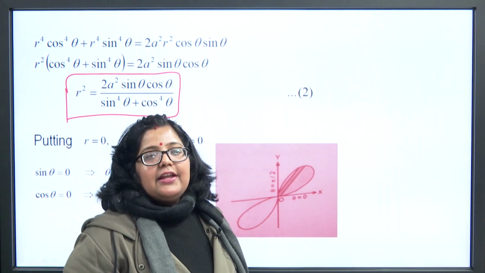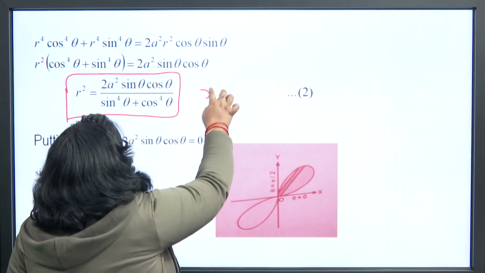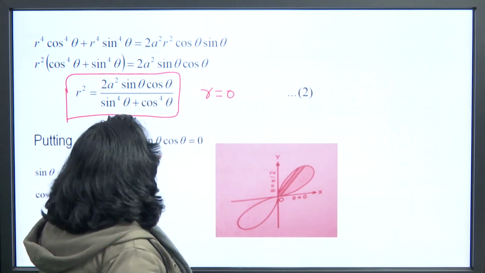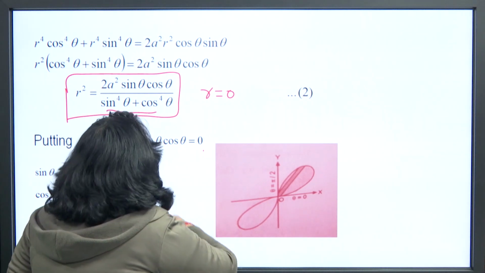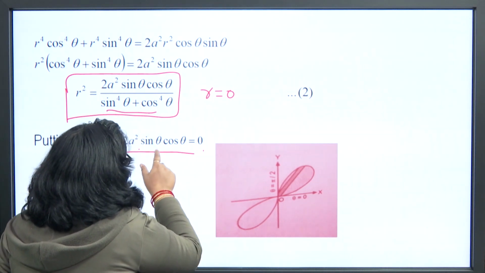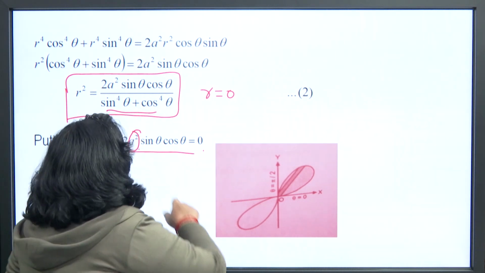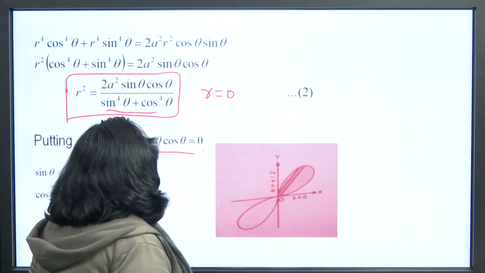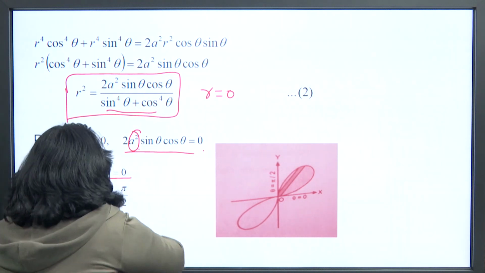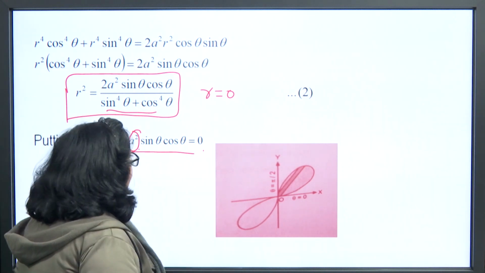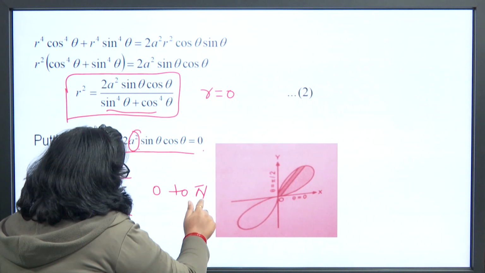And now, we find the limits corresponding to theta and r. Here, put r equal to 0, we have two possibilities: 2a square sin theta cos theta is equal to 0, because this is a product. a is a constant value, it will never be 0. So, sin theta may be 0 or cos theta is 0. If sin theta is equal to 0, this implies theta is equal to 0. If cos theta is equal to 0, this implies theta is equal to pi by 2. The range for the theta limit is 0 to pi by 2.